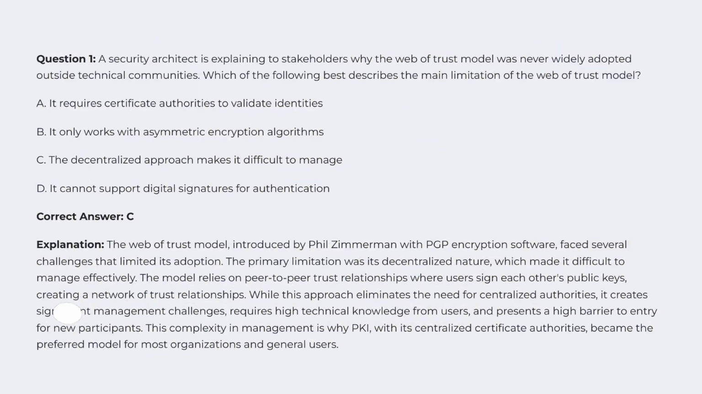Correct answer: C. Explanation. The Web of Trust model, introduced by Phil Zimmermann with PGP encryption software, faced several challenges that limited its adoption. The primary limitation was its decentralized nature, which made it difficult to manage effectively. The model relies on peer-to-peer trust relationships where users sign each other's public keys, creating a network of trust relationships. While this approach eliminates the need for centralized authorities, it creates significant management challenges, requires high technical knowledge from users, and presents a high barrier to entry for new participants.